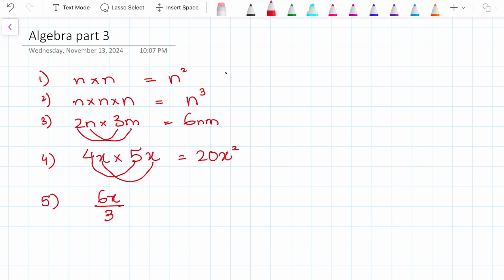6x divided by 3. 3 times 1, 3 times 2. 2x. 5xy divided by 5y. Now listen to it very carefully. y cancels out. 5 times 1, 5 times 1. So we are just left with an x.